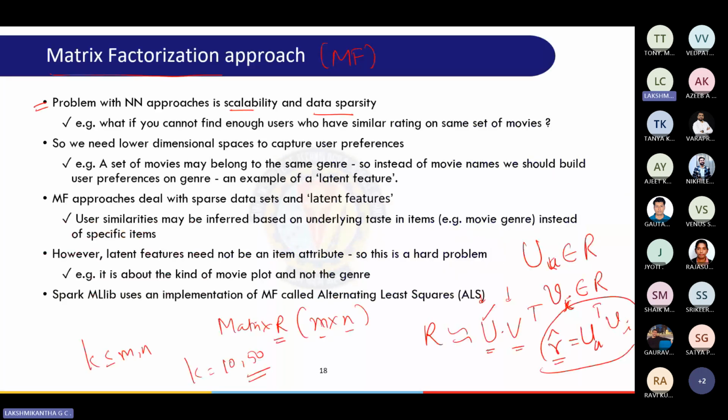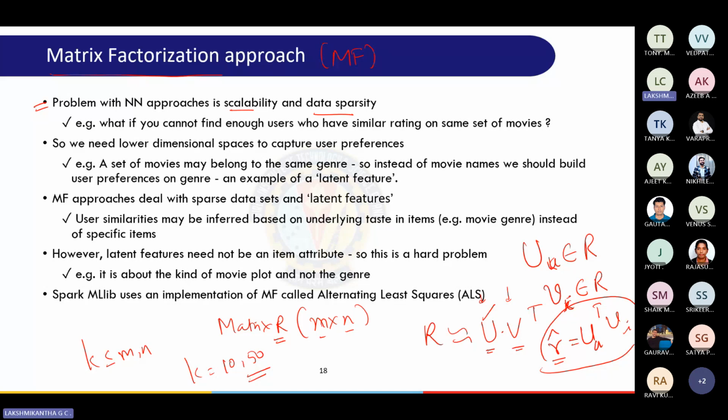So you all can observe here. There are a few problems with respect to NN and why MF helps. Guys, recap the problems and MF benefits succinctly. The problem with the NN approach is what, guys? Scalability and sparsity, right? Scalability means computing similarity will always be expensive. Am I right or wrong?